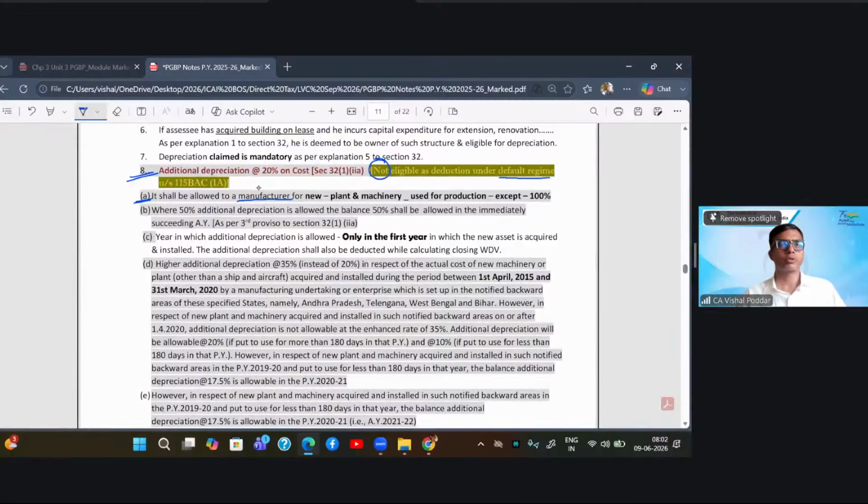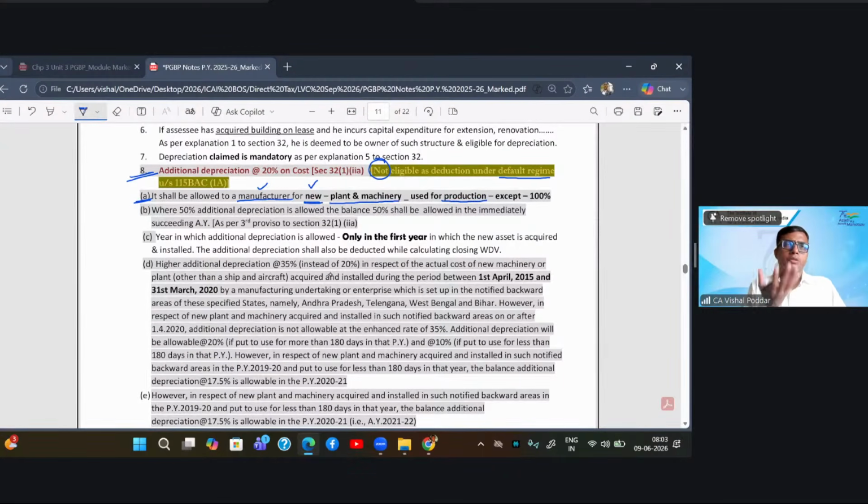The first condition, you should be a manufacturer. Second condition, the asset that you have purchased should be a new asset, not a second-hand asset. So if you are purchasing second-hand asset, I will not allow you additional. Third, out of all the assets, we will allow it only on plant and machinery. So anyways, building will not have it, furniture will not have it, motor car will not have it, only plant and machinery will get additional. That also only that plant and machinery which is used in production.